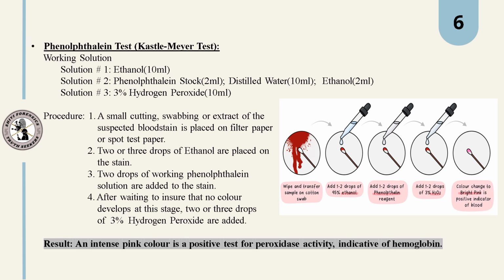Next we have the phenolphthalein test. This is also called the Kastle-Meyer test. In this we have three working solutions. First is ethanol, second is phenolphthalein, distilled water and ethanol. Third one is hydrogen peroxide.